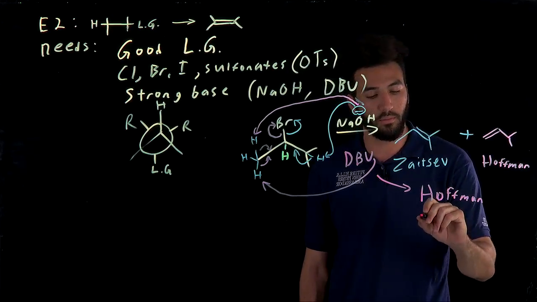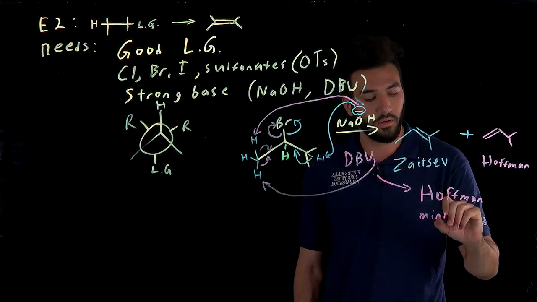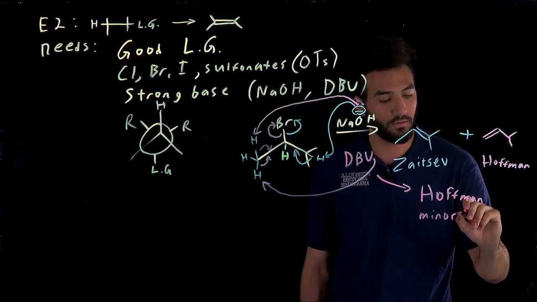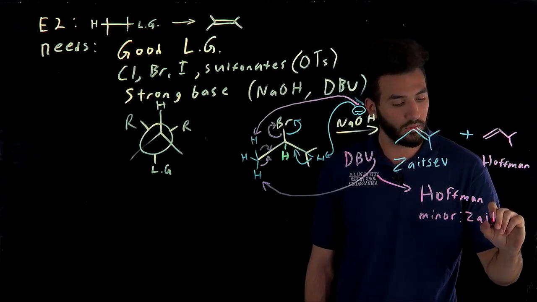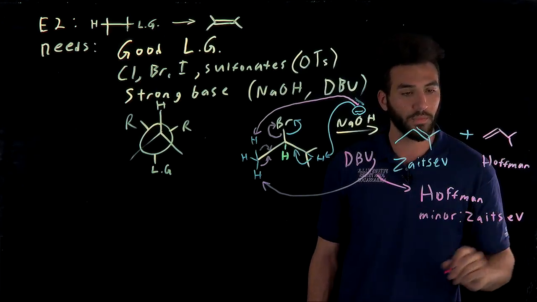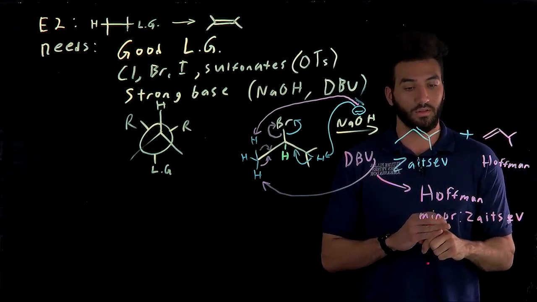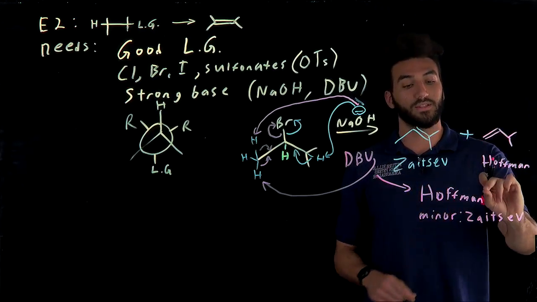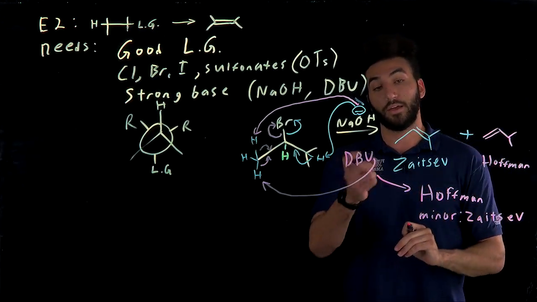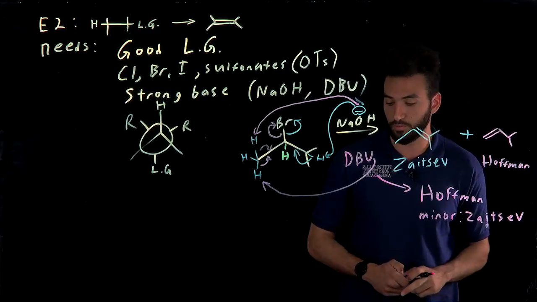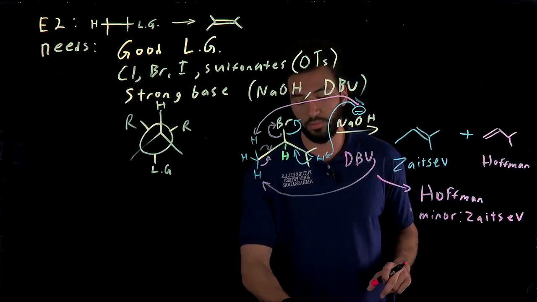and it'll have a minor product of Zaitsev. Okay, and these are the two products formed. The products don't change, it's just these are the two products formed. This is now major and that is now minor if we use DBU, okay? So that is what happens if we use a bulkier base.